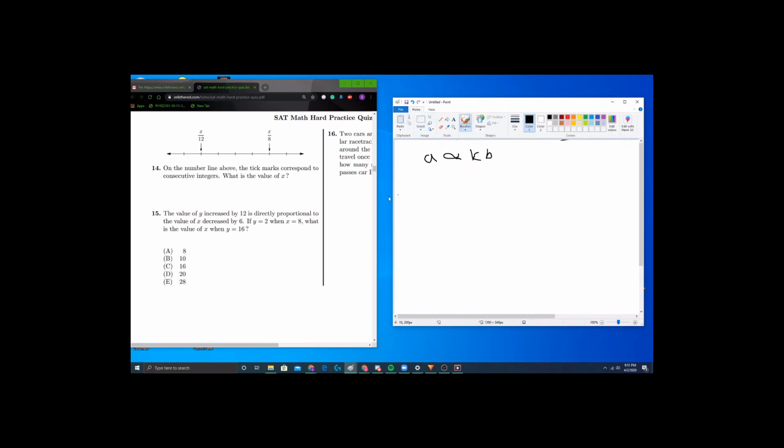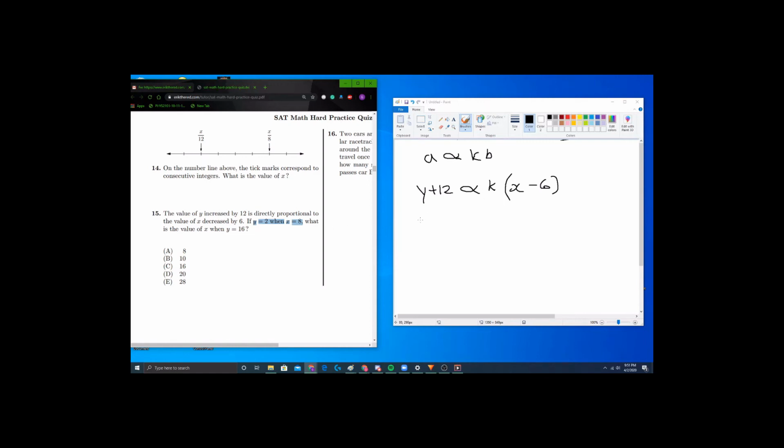That means let's rewrite this word expression into a mathematical expression. The value of y increased by 12 is directly proportional to, we need our constant, we do not know what our constant is, the value of x decreased by 6. We can't solve this without knowing our constant, but they give one example of a proportion: when y equals 2, x equals 8. So let's plug this in and solve for k.